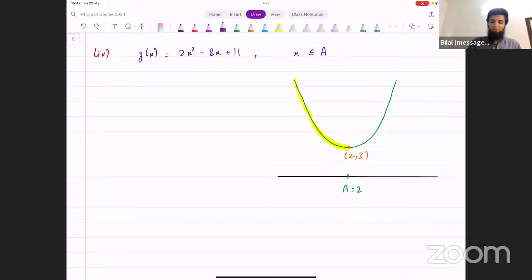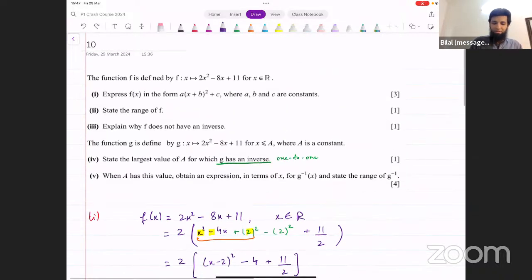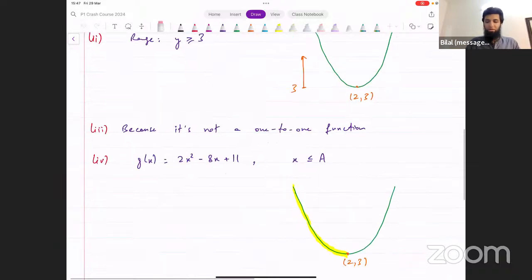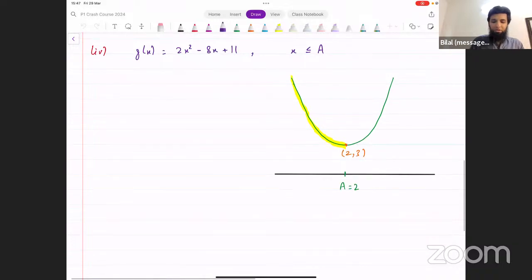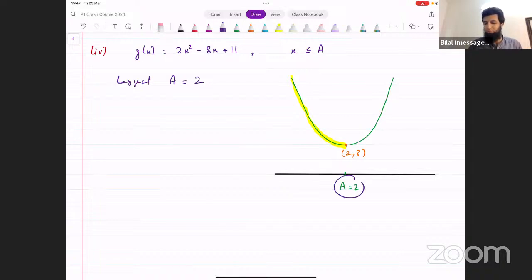So what were they looking for? They were asking for the largest value of a for which g has an inverse. So the largest possible value of a could be 2. It could be anything less than that, and the function would still be one-to-one.